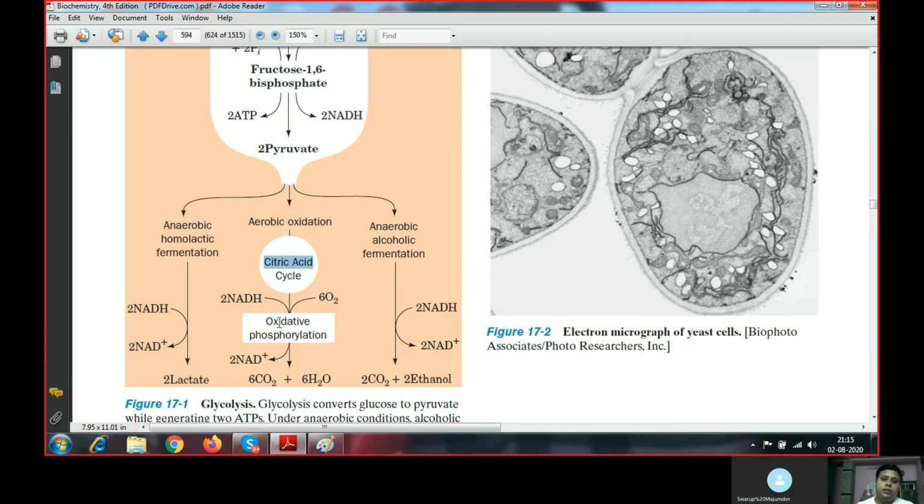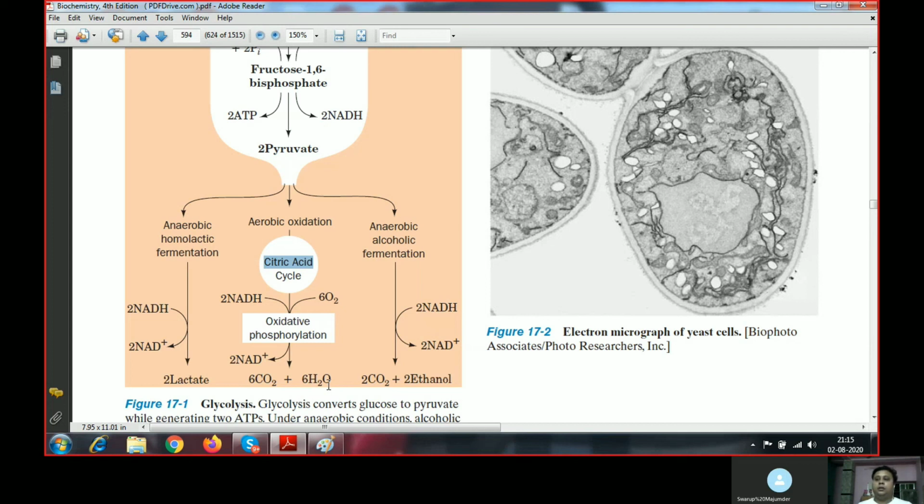After the TCA cycle or citric acid cycle, there are several conversions of NAD to NADH and FAD to FADH2, which should be incorporated into the electron transport chain and oxidative phosphorylation, where those NADH or FADH2 will be converted back to NAD or FAD. For this process we require oxygen, and ultimately we are producing 6CO2 and 6H2O by this process, with the concomitant production of ATP molecules.